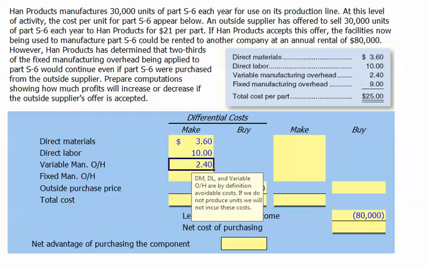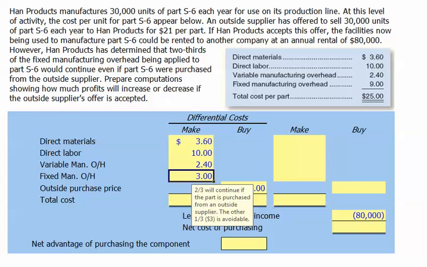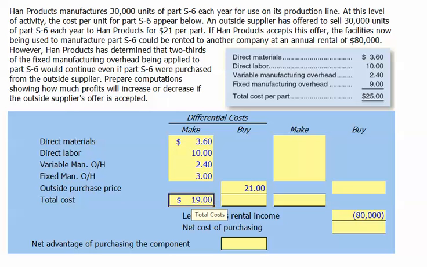However, for our fixed manufacturing overhead, we are told that 2/3 of the cost will continue if the part is purchased from an outside supplier. Thus, only 1/3 of it is relevant to our decision, as it is the avoidable part of our fixed manufacturing overhead. So the total differential cost of making part S6 internally is $19 per unit. And if we had no alternative use of our facilities, we would clearly rather make the part at $19 per unit than to purchase it from an outside supplier at $21 per unit.